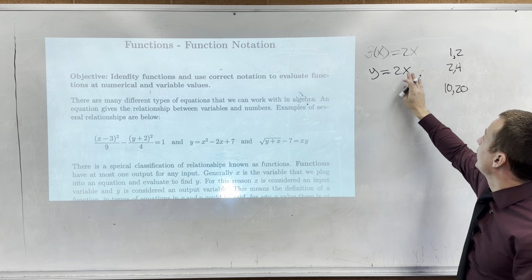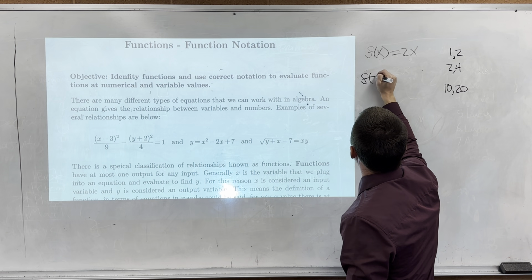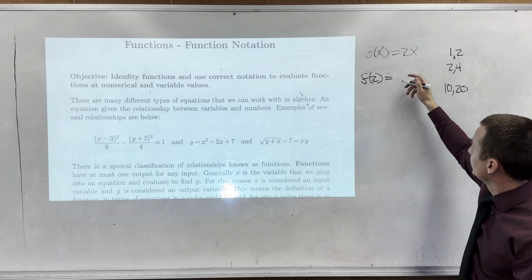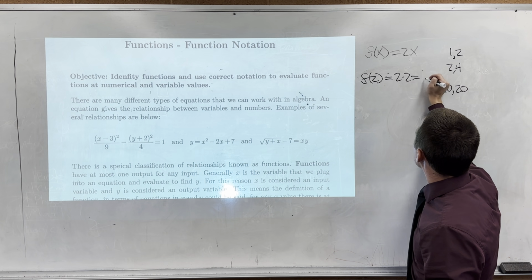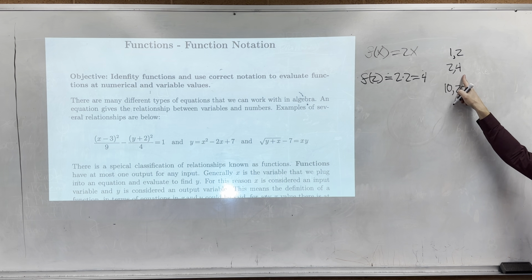Good? How do we come up with the number that we spit out? When I ask what is f of 2, how do I figure it out? I replace all my x's with 2's. So this is 2 times 2, which is equal to 4. That's how I knew that when I plugged 2 into my function, 4 came out.